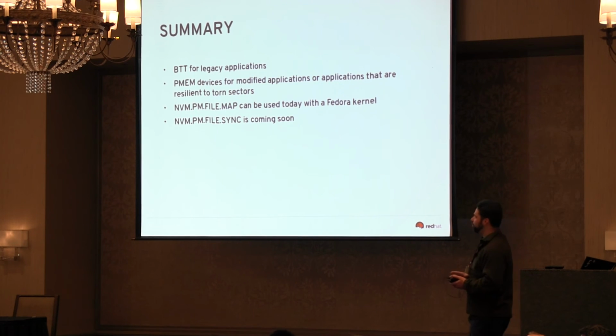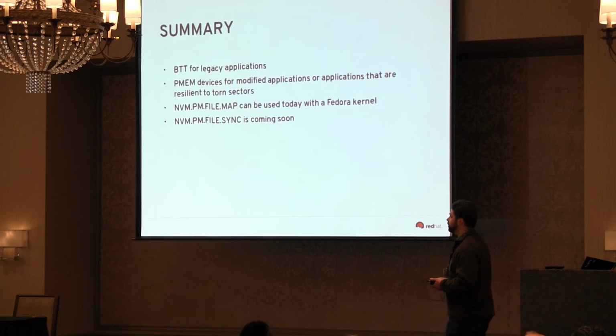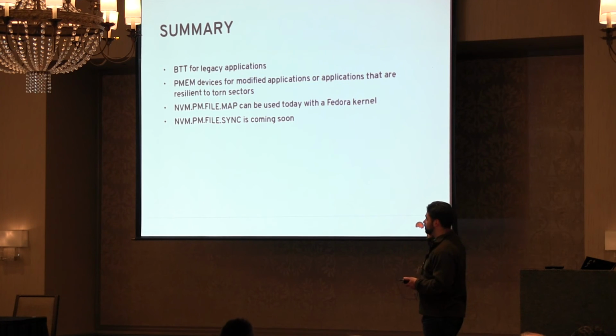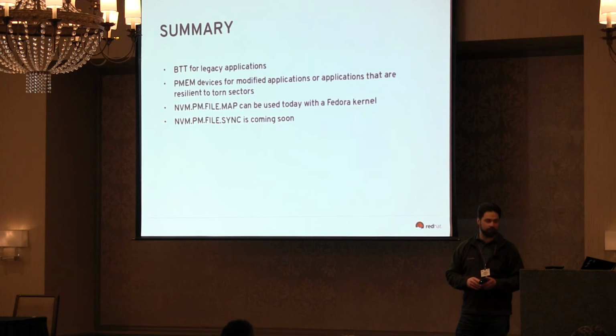So the summary is BTT is for legacy applications, and you really should be using it. It kind of is not ideal that you have to separate legacy applications from new persistent memory applications like this, but I really think that the torn sectors problem is big enough that you really do want to try to do that. Persistent memory devices, the PMEM devices, you can use them directly for the modified applications. Today you can get started using nvm.pm.file.map, and msync is coming very shortly.